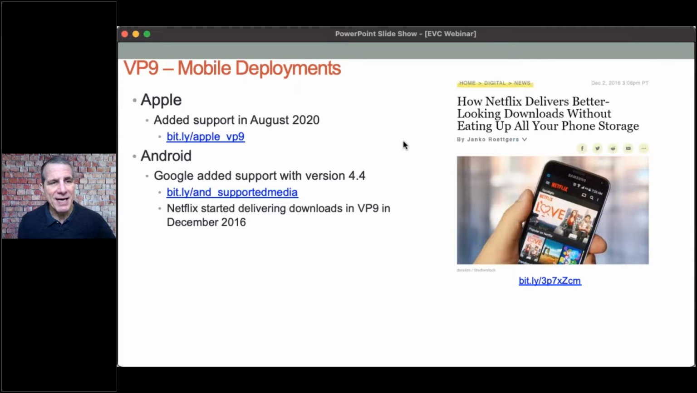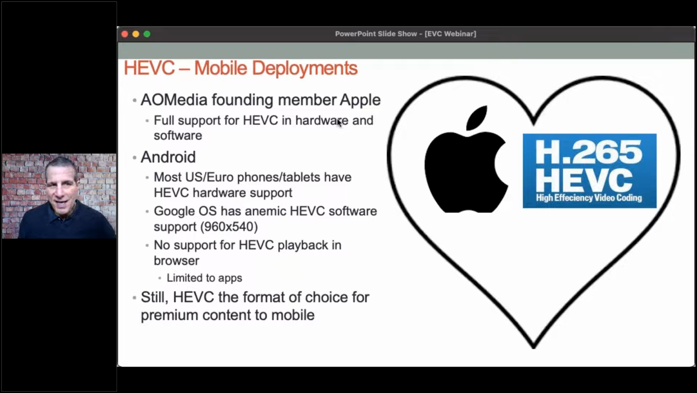What do we see on mobile deployments for VP9? Apple added support in August 2020. That was because of the YouTube issue we talked about a moment ago, and it's been supported in Android forever. And Netflix famously started developing and distributing VP9 videos for download to Android devices in 2016. What about HEVC? Alliance for Open Media founding member Apple has full support of HEVC in hardware and software. And the 20% we saw for browser support for Can I Use was all Apple. So even though Apple's a founding member, they're not drinking the Kool-Aid apparently.